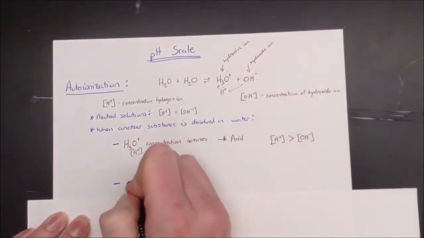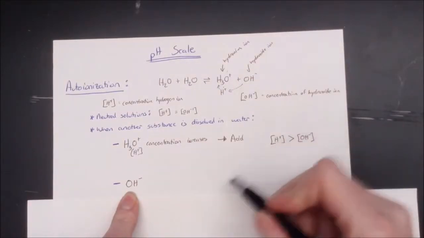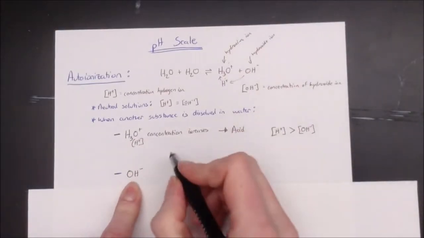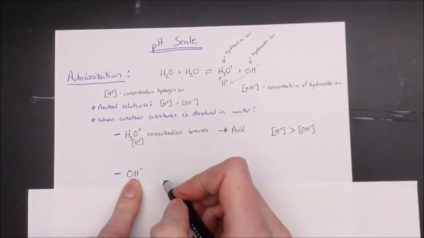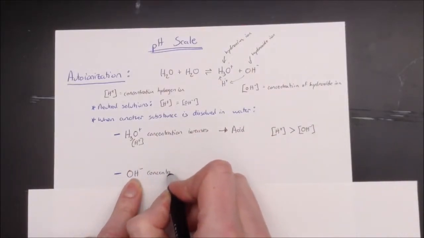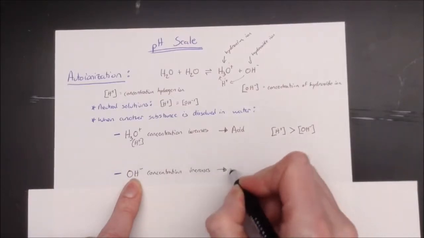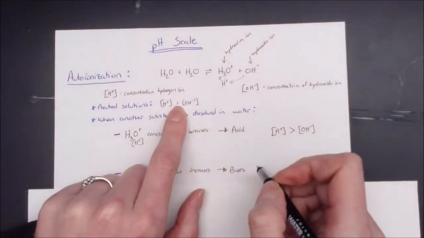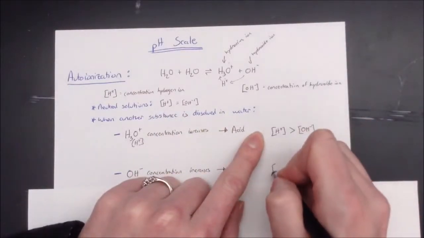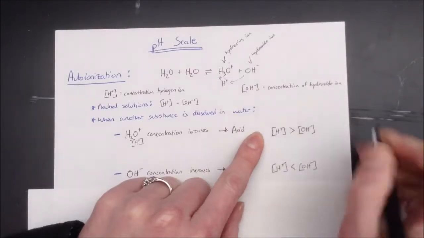When we're talking about bases, we end up with more of the hydroxide ion, and the hydroxide ion doesn't have to come out of anything. It could be in the water. You could have something that steals away the hydrogens, leaving more of this just hanging around too. Well, it works either way. If this concentration increases, then what we end up having is a base. So we say that in our neutral solution, they're equal. In our acid, the hydrogen is more, and in our base, the hydroxide is more.